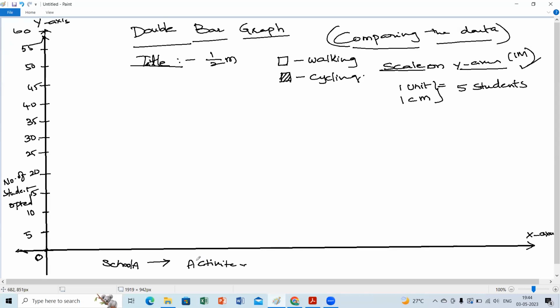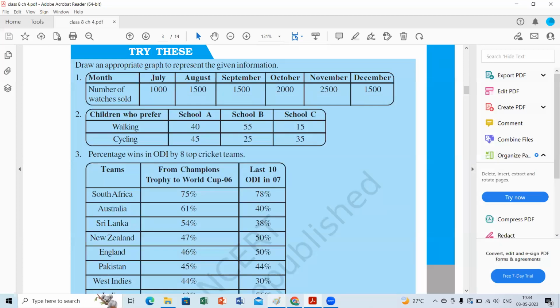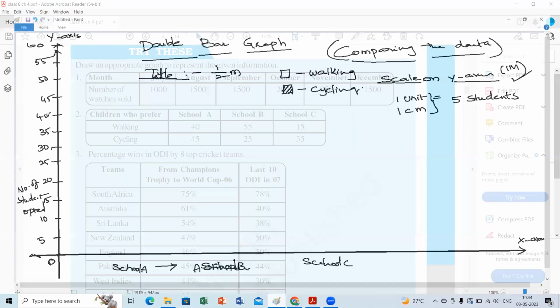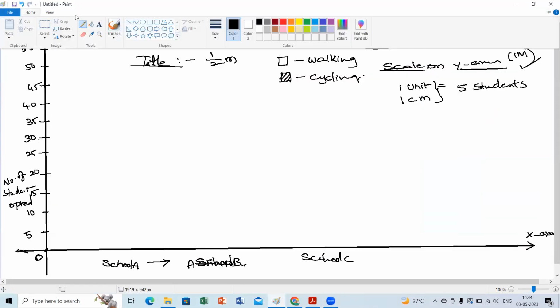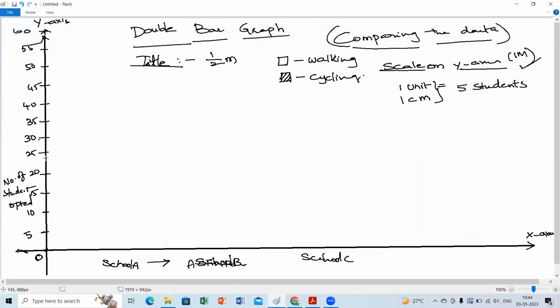School A, school B, and school C. Same distance bars only we are taking. Same rules as how we do a bar graph. 40 students from school A are walking. 40 students from school A are walking.